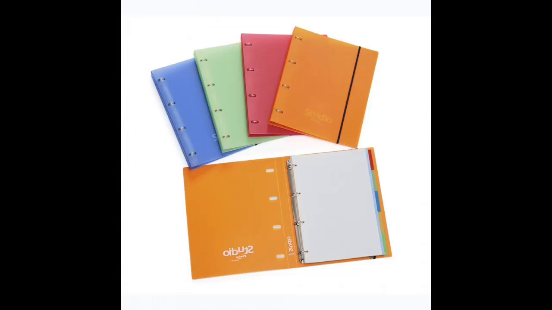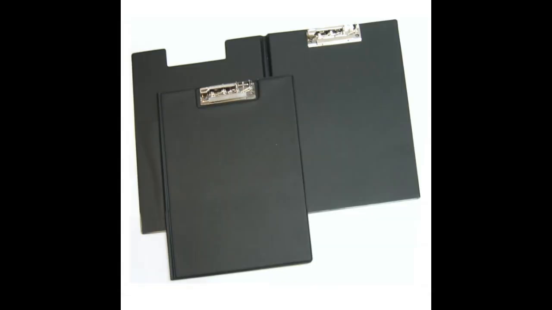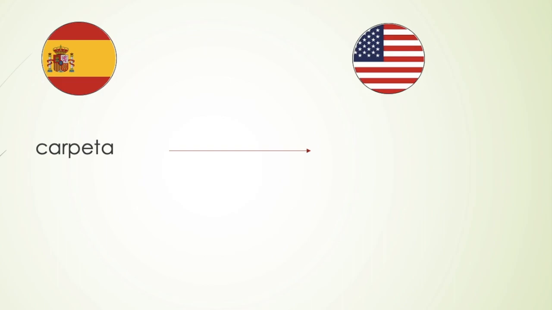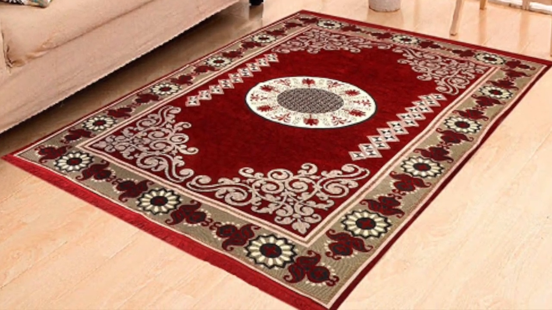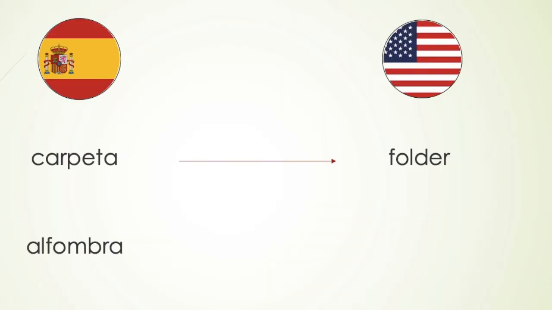The fourth word is carpeta. En español, una carpeta es esto, o incluso esto. So, carpeta is folder in English. But if you say the word carpet, which sounds almost exactly the same as carpeta, then this is what you're talking about. So, to sum up, carpeta is a folder and alfombra is a carpet.